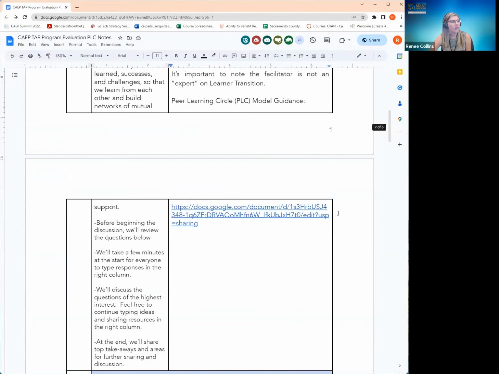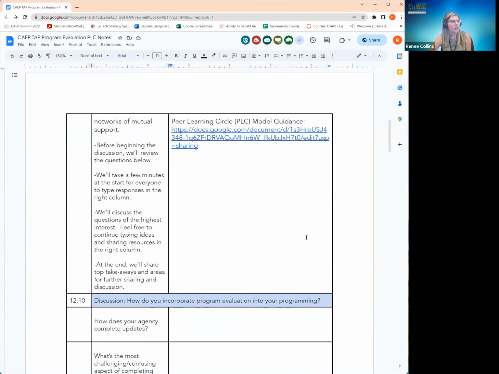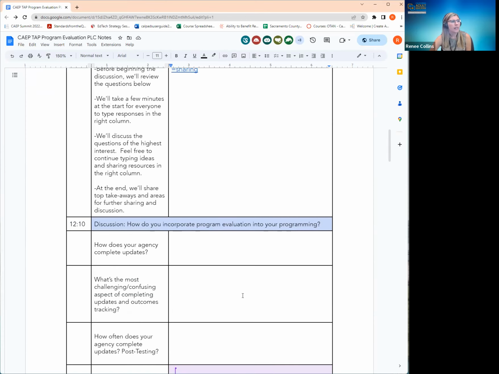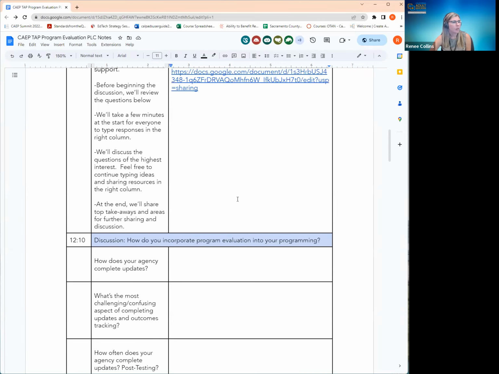Before beginning the discussion, we're going to review the questions that are below. We'll take a few minutes for you to type responses to the questions in the right-hand box on the notes page. We'll discuss the questions that seem to have the highest interest first. So if you have a lot of notes going into one box more than another, we'll probably focus our conversation there rather than going sequentially through the questions. And at the end, we'll share some takeaways and next steps. And that's where we're going.